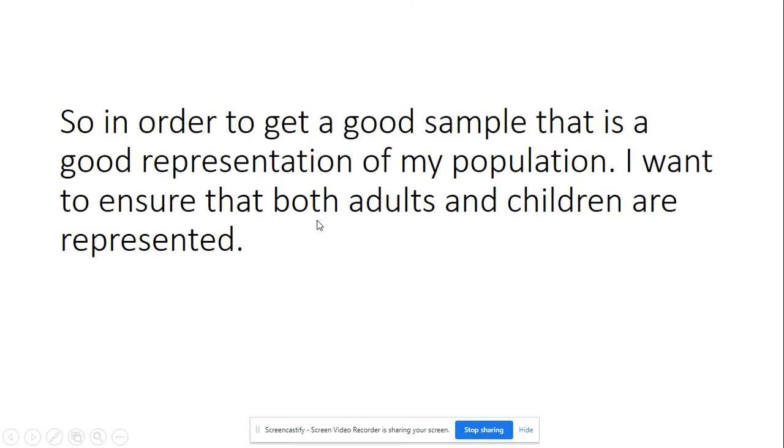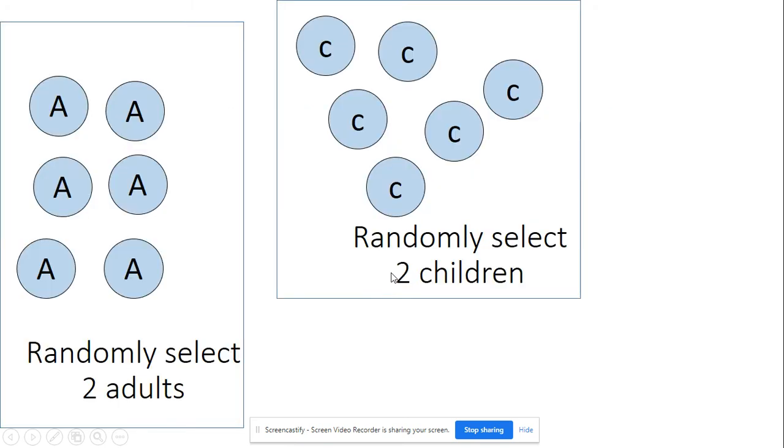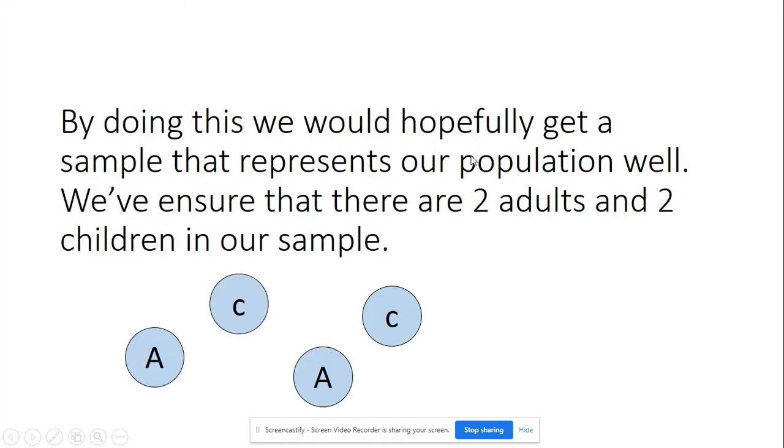So in order to get a good sample that is a good representation of a population, I want to ensure that both adults and children are represented. Just the same thing we were just saying: I'm going to separate it first and then randomly select 2 adults and randomly select 2 children. By doing this, we would hopefully get a sample that represents our population well. We have ensured that there are going to be 2 adults and 2 children in our sample.